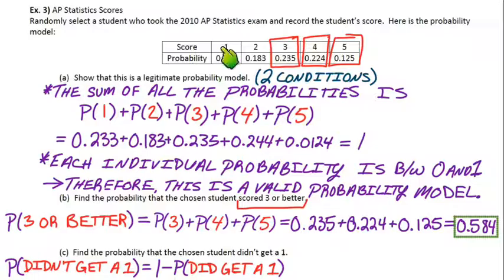So there's only one case where you got a 1. So if you do 1 minus that, the leftover would be the sum of everything: 2, 3, 4, and 5. So 1 minus, the probability you got a 1 was 0.233. So that's 0.767. Probability that the kid didn't get a 1. Got a 2, 3, 4, 5.